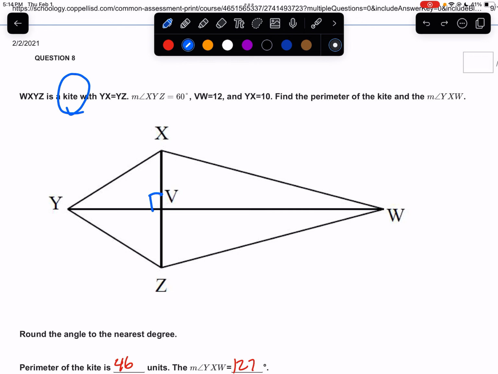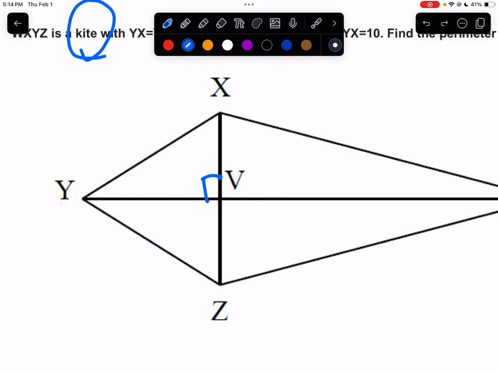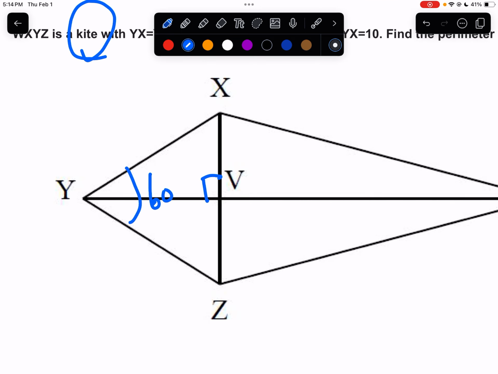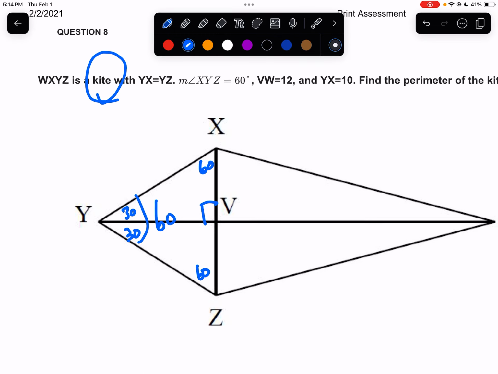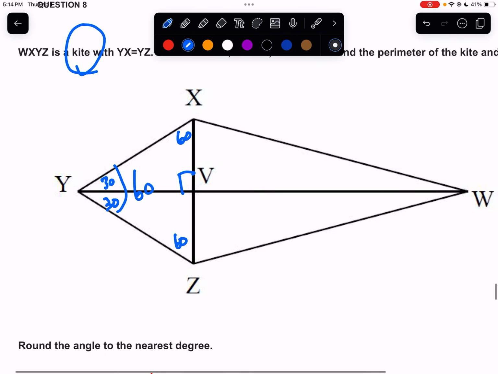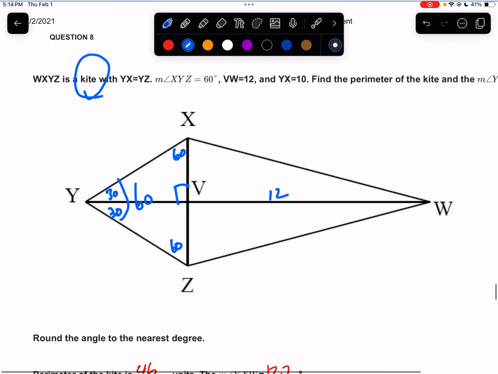Okay, so working with that, the measure of angle XYZ is 60. This entire corner is 60. But because of the line of symmetry, it's going to cut that angle in half. It's folded in half. That would mean, because that's a 30 and that's a 90, this would be 60 and 60. VW is 12. YX is 10.